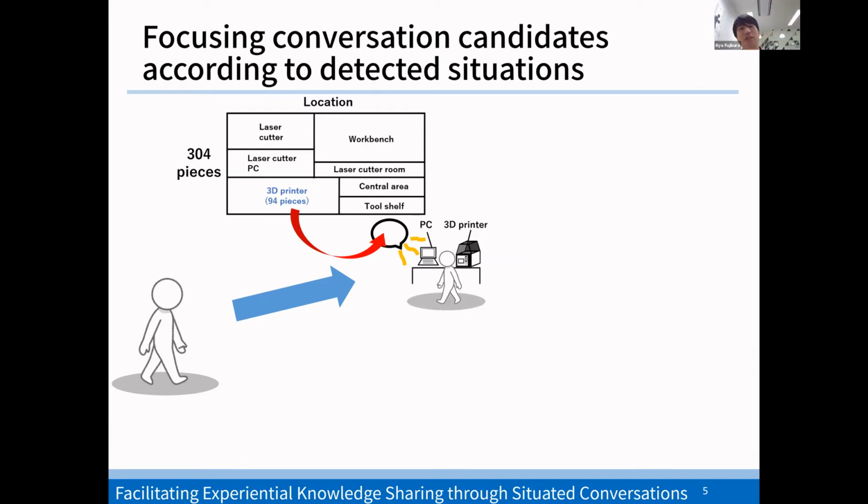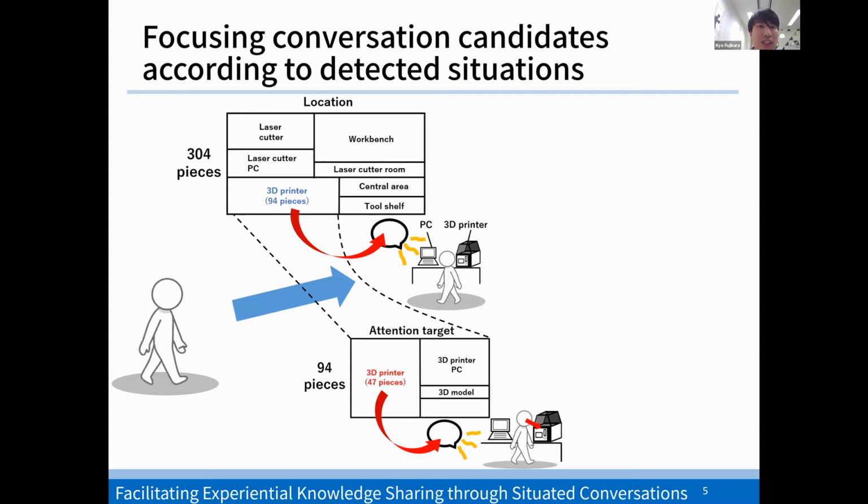As I mentioned, our conversation corpus has 304 pieces of conversations distributed in various locations. In this example, the user approaches the 3D printer area. Our system has 94 pieces of conversations associated with the 3D printer area, still a huge amount. If 5 seconds passed without change in the user situation, our system randomly selects one conversation from the 94 candidates. So the selected conversation may be different from the actual situation of the user. The user can ignore unrelated conversation, but such unrelated conversations may give a chance to meet new knowledge.